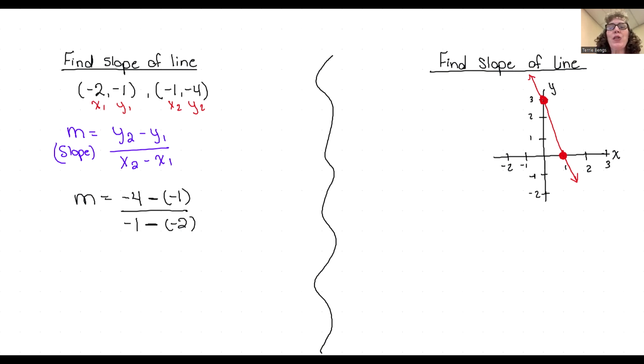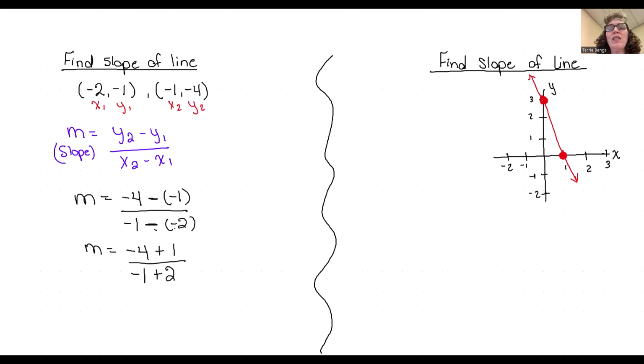Okay, so we're going to simplify this down. We're going to see -4 and a negative and a negative. If you see two negatives, or a negative and a minus right beside each other, they become a plus. So it becomes +1. And then we have -1. Again, two negatives or a minus and a negative beside each other make a +2.